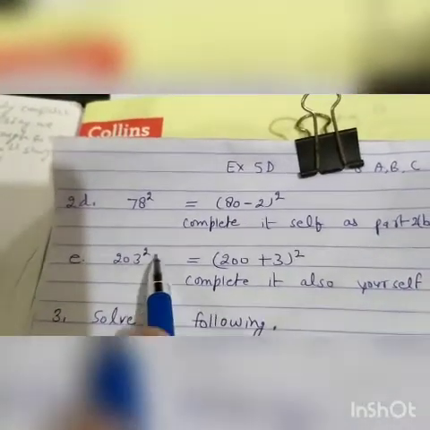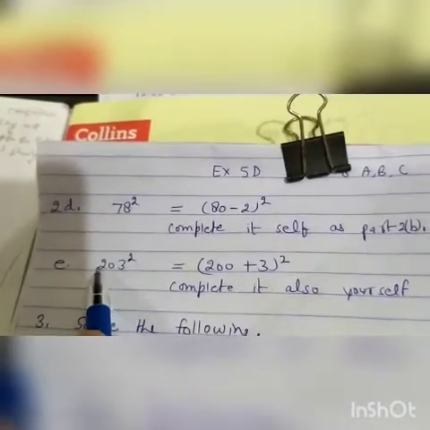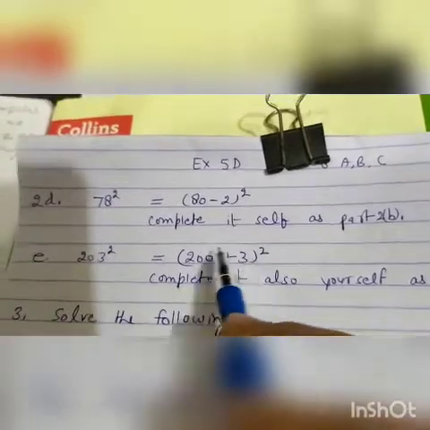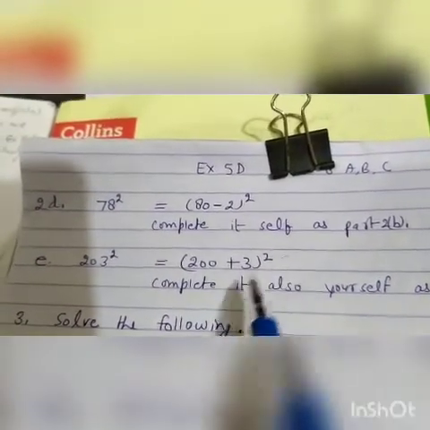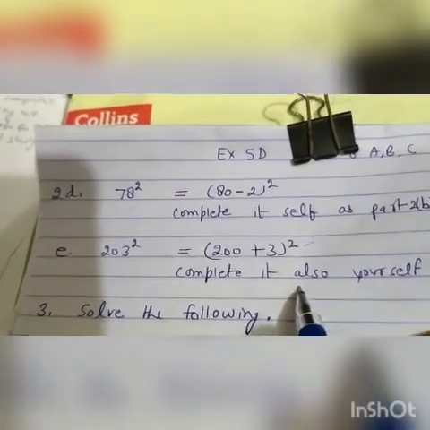E is 203 whole square. This 203 can be written as (200 + 3) whole square. Now complete it yourself as we did A part.